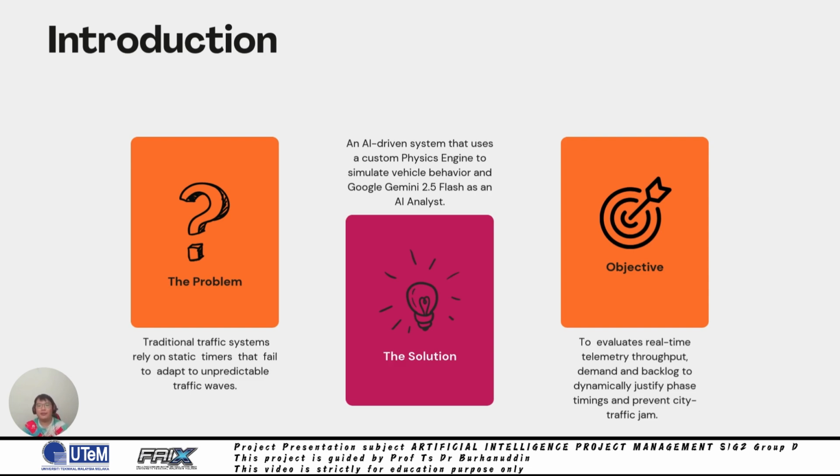So the solution that we propose is an AI-driven system that uses a custom physics engine to simulate vehicle behavior and Google Gemini 2.5 Flash as an AI analyst. Our objective is to evaluate real-time telemetry throughput, demand, and backlog to dynamically adjust phase timings and prevent city traffic jams. So we hope that we can use the AI to analyze the road situation and then reflect it in the light time of the green light and the traffic light. So when there is a big jam, the green light will have a longer time.